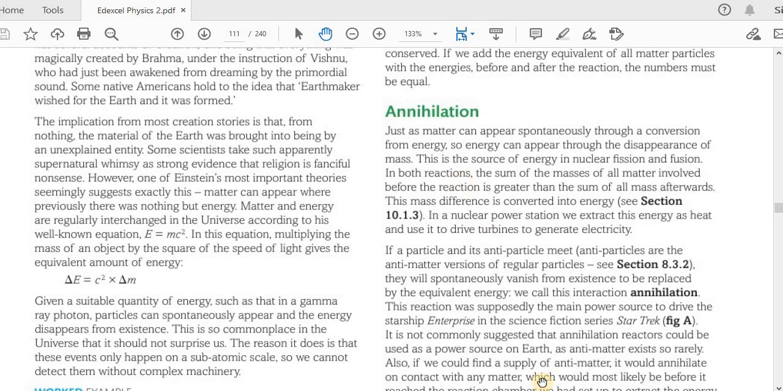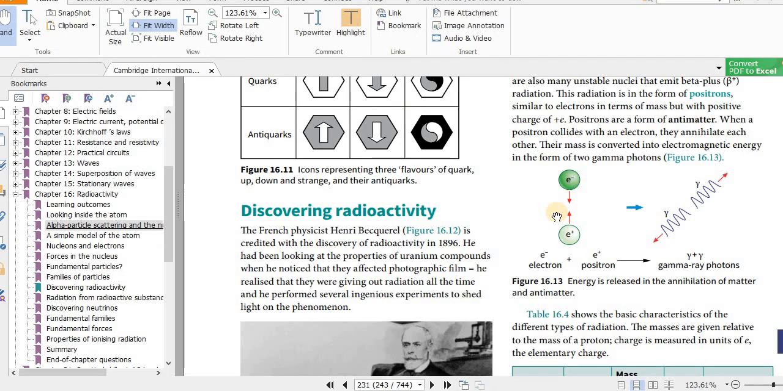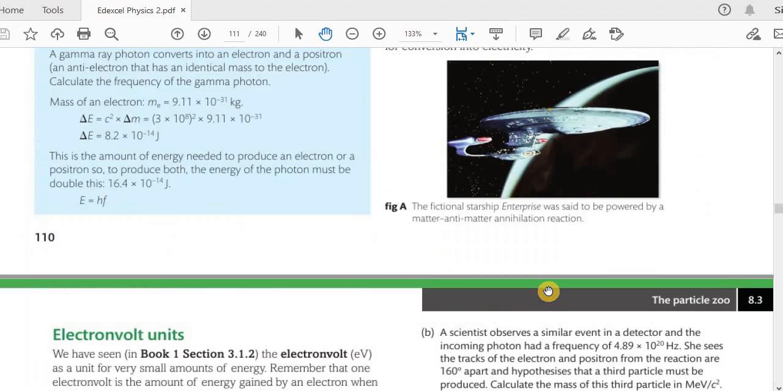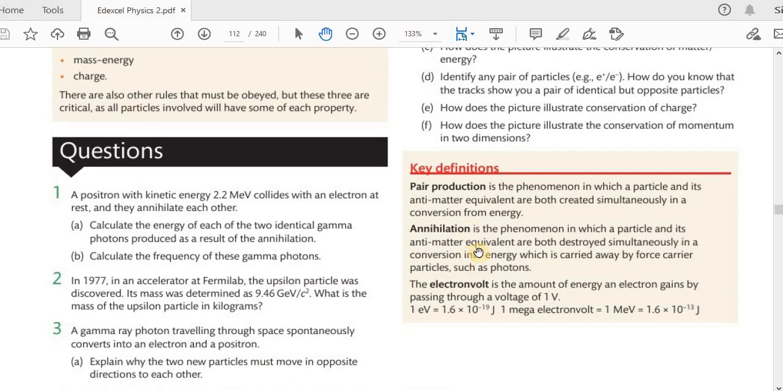Okay, then we have annihilation. Now again, this is an example of annihilation, this forward reaction. From here to here, this reaction is annihilation. Why? Because the particles get together and you don't get any particles afterwards, instead you get energy. So the definition was also given here. Annihilation is the phenomenon in which a particle and its antimatter equivalent are both destroyed simultaneously in a conversion into energy, which is carried away by force carrier particles such as photons.